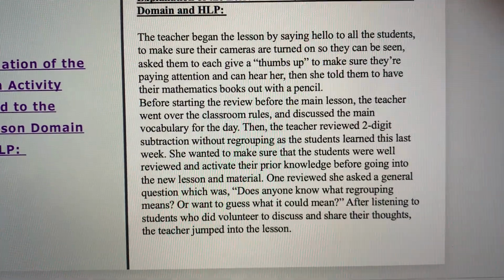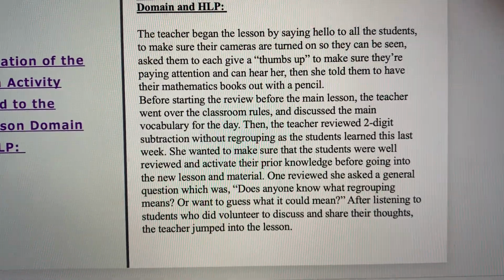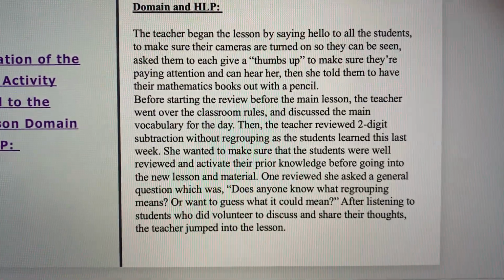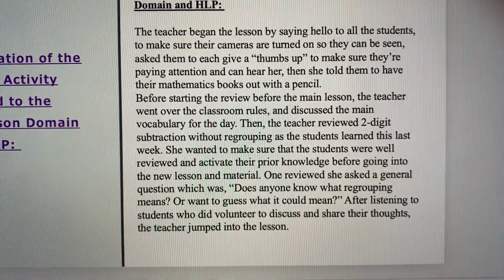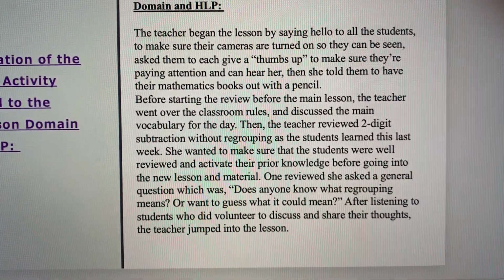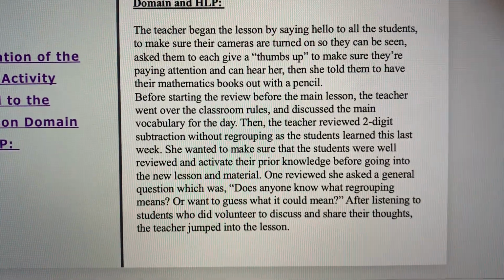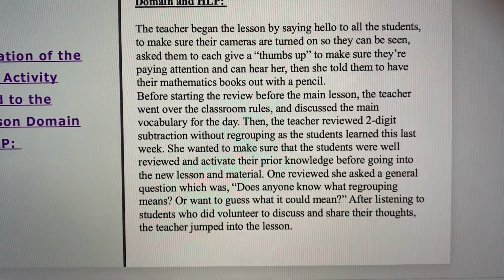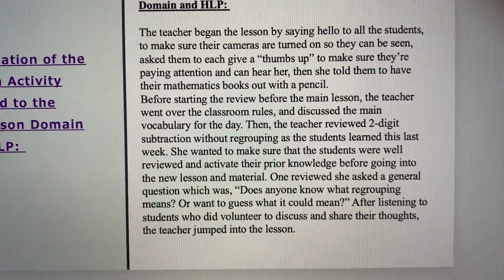Before starting the main lesson, the teacher went over the classroom rules and discussed the main vocabulary for the day. Then she reviewed the two-digit subtraction without regrouping as the students learned this last week. She wanted to make sure that the students were well reviewed and activate their prior knowledge before going into the new lesson and material. So once reviewed, she asked a general question, which was, does anyone know what regrouping means? Or do you want to guess what it could mean?